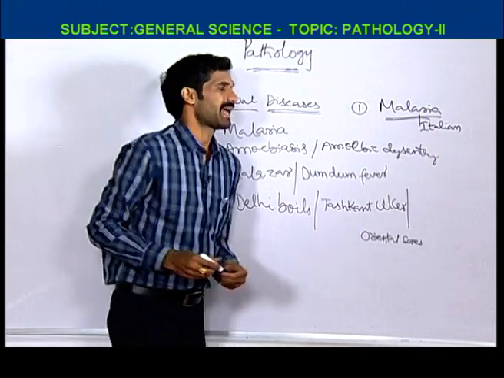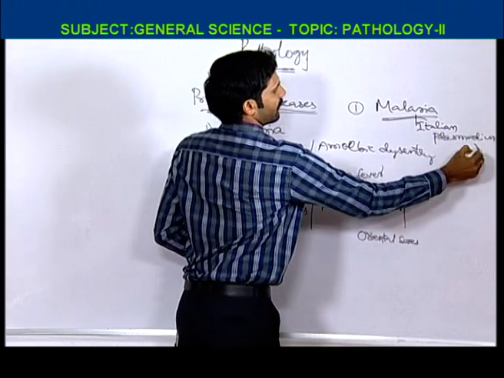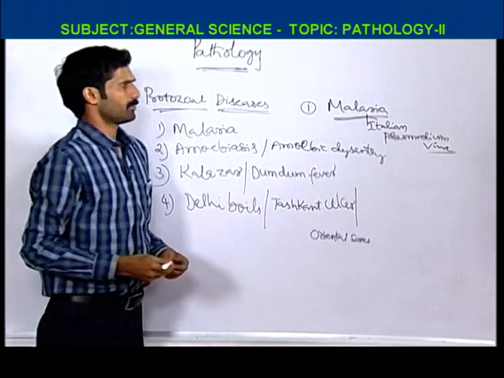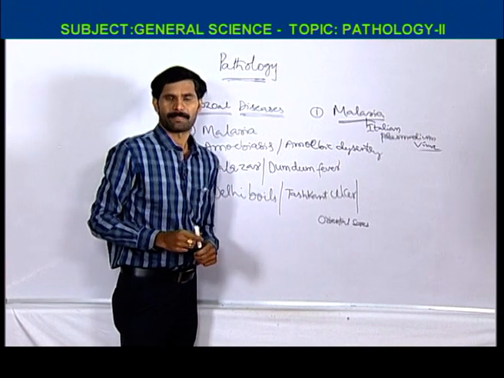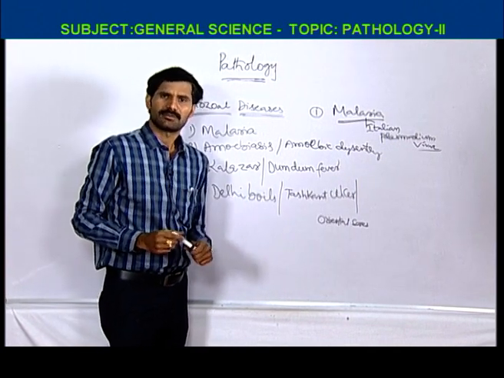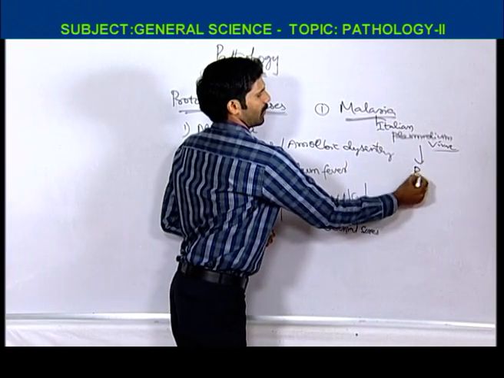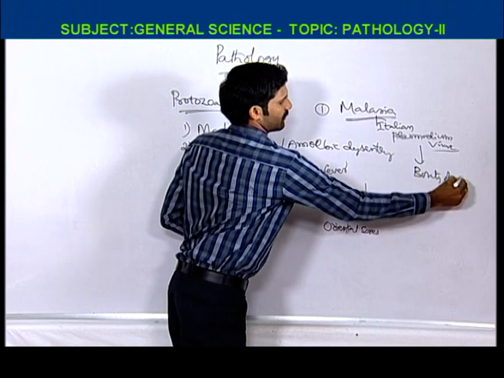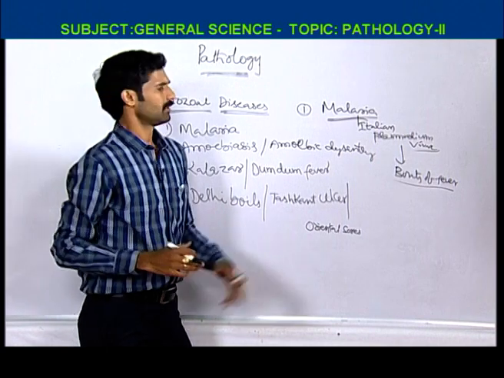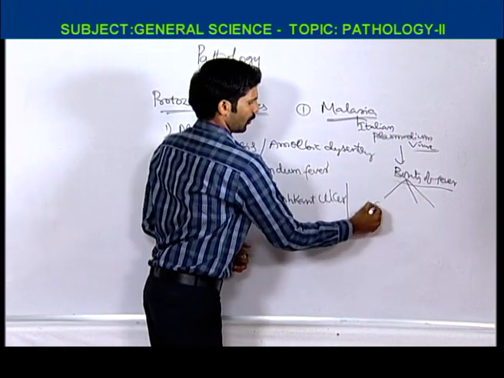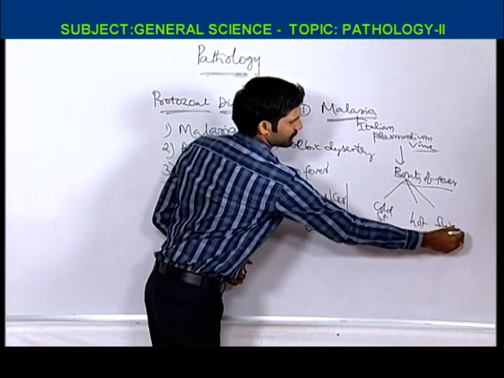caused by Plasmodium vivax. So particularly Plasmodium vivax causes benign tertian malaria. Main important characteristic feature of this disease is bouts of fever. Bouts of fever means alternation, irregular fever, including cold stage, hot stage, and sweating stage.